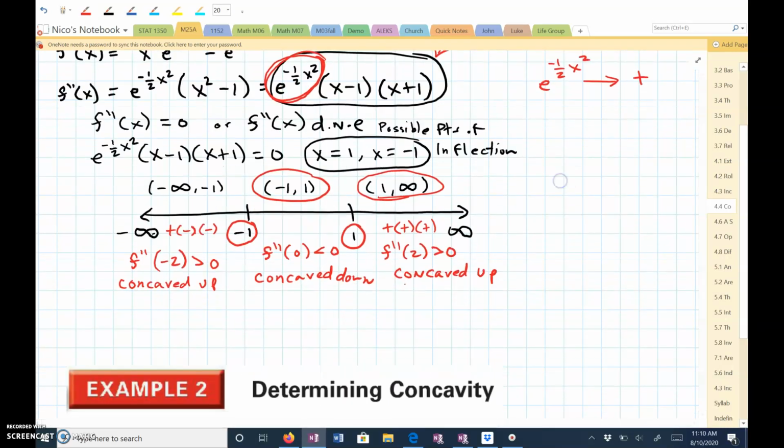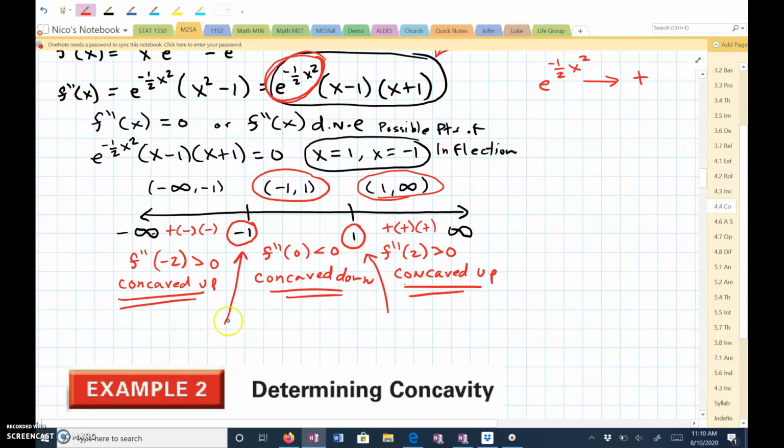Okay? So because concavity switches from here to there, that point there is a point of inflection, and same here. Concavity switches again. So, inflection points at x equals negative 1 and x equals 1.